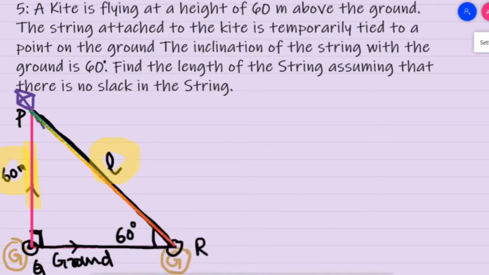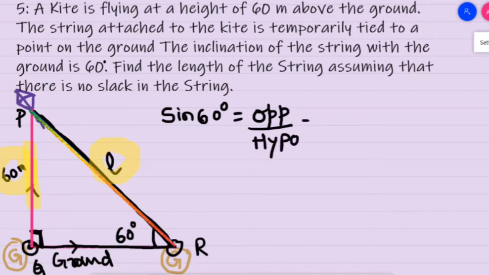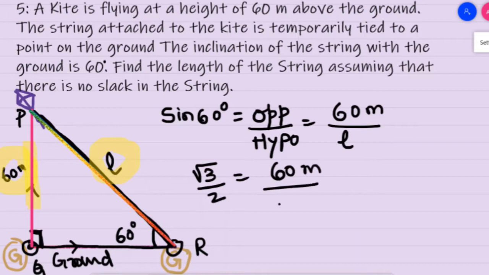Now children, see here, what will be the sine of the angle? Sine of 60 degrees will be equal to opposite side by hypotenuse. Now what is your opposite side? Your opposite side is 60 meters, the height of the kite from the ground. And what is your hypotenuse? That is your L. Can anybody recall the value of sine 60 degrees? Yes, sine 60 is equal to root 3 by 2. That will be equal to 60 meters by L.